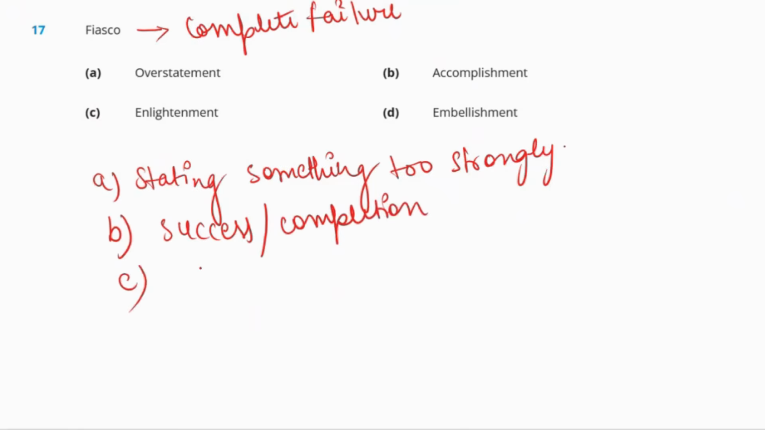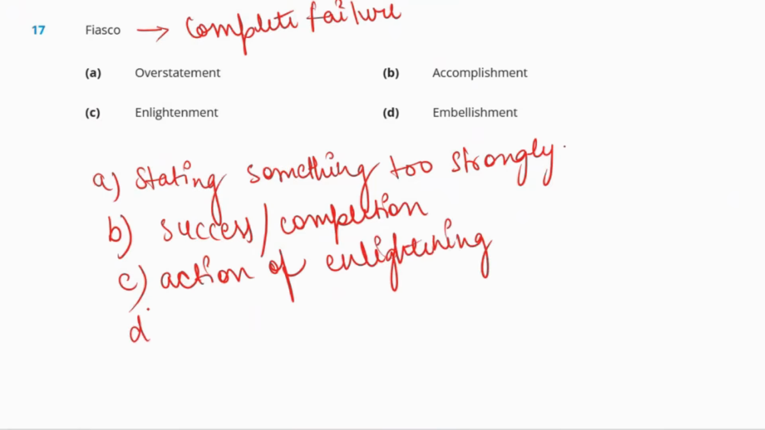Now, option C is enlightenment. So, what does enlightenment mean? Enlightenment means action of enlightening. And the last one is option D, embellishment. So, what is embellishment? Embellishment is decorative items. Okay, decorative things used to make something more adorable.